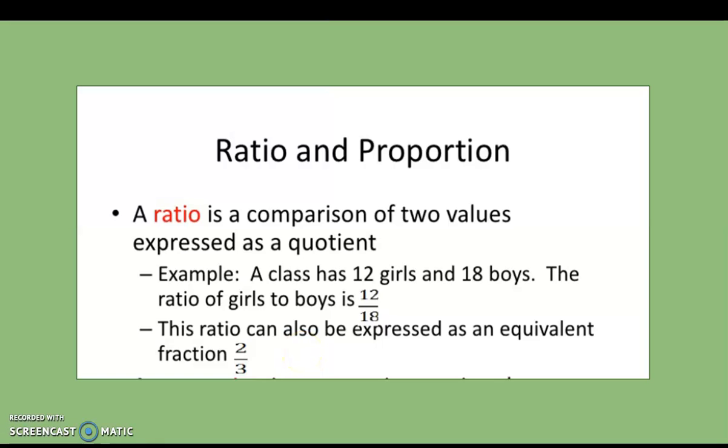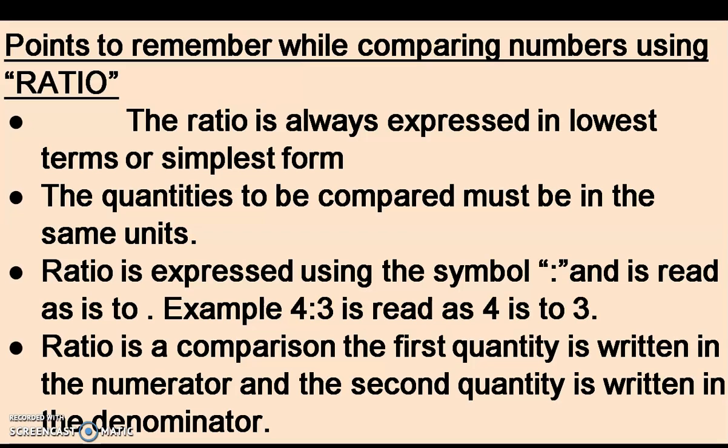There are certain things which you should remember about ratio. The ratio is always expressed in lowest term or simplest form. For this, we should reduce the given quantities. The quantities to be compared must be in the same units. If the units are different, then we have to make the units same.